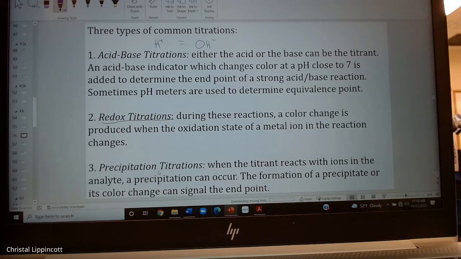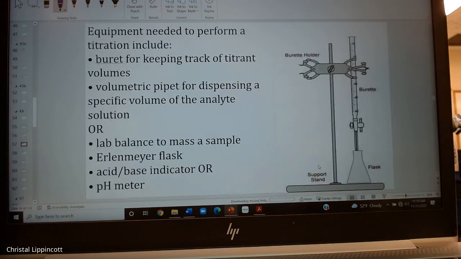And then there's also precipitation titrations. We don't end up doing those in here, but you can look for some sort of precipitate that's occurred at that point. All right, so what do you need for this? You're going to need a stand. You're going to need one of these burette holders. You're going to need a burette, and then you need a flask here.